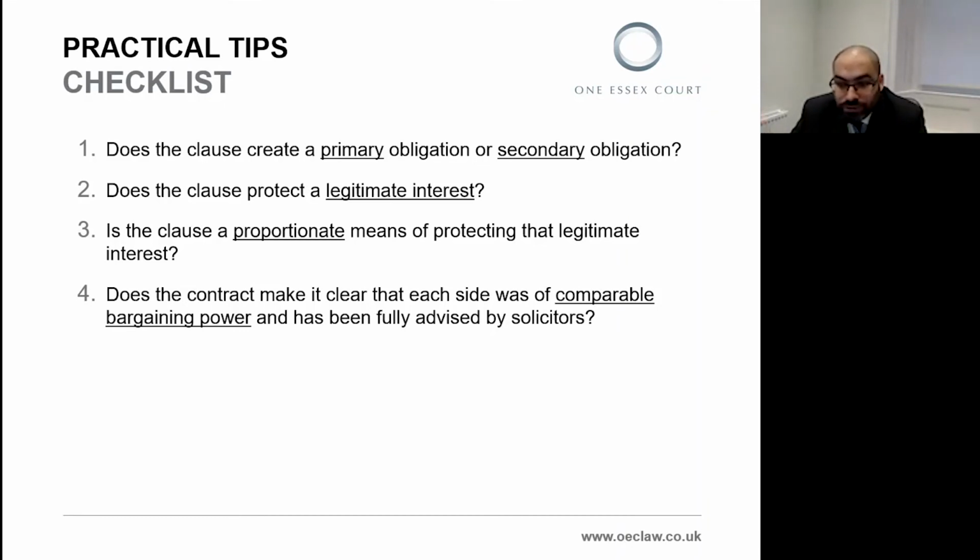And so the payment isn't being made on breach, it's being made in exchange for consideration. The clause could be drafted as a conditional primary obligation. That is to say, a primary obligation which arises on a particular event other than breach of contract.